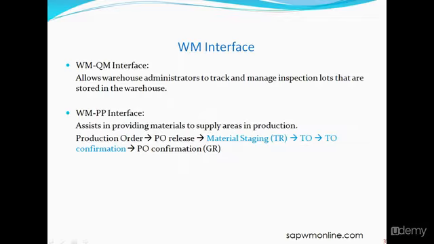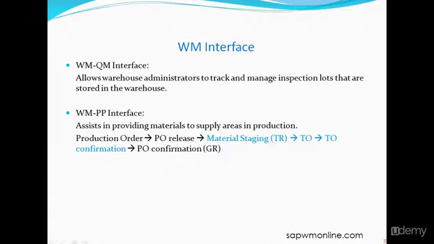Next, we have the WM-QM interface. Now, the QM interface allows warehouse administrators to track and manage inspection lots that are stored in the warehouse. We need to activate the QM part, but the WM-QM interface is possible to set up. Then we have the WM-PP interface. This assists in providing material to supply areas in production.